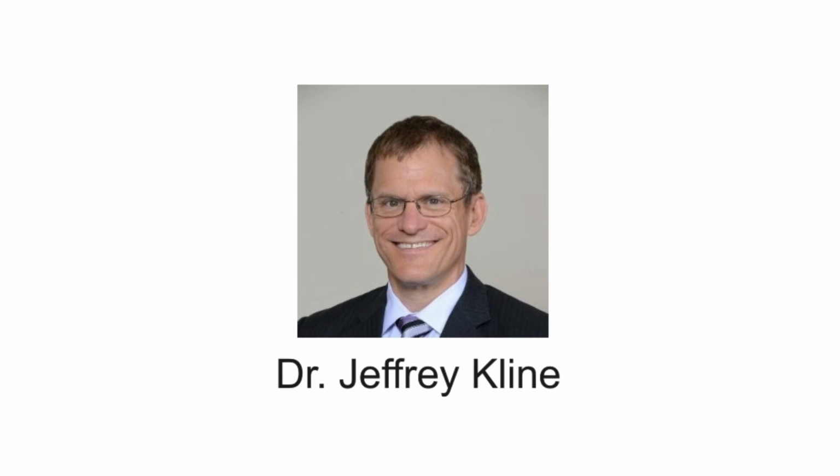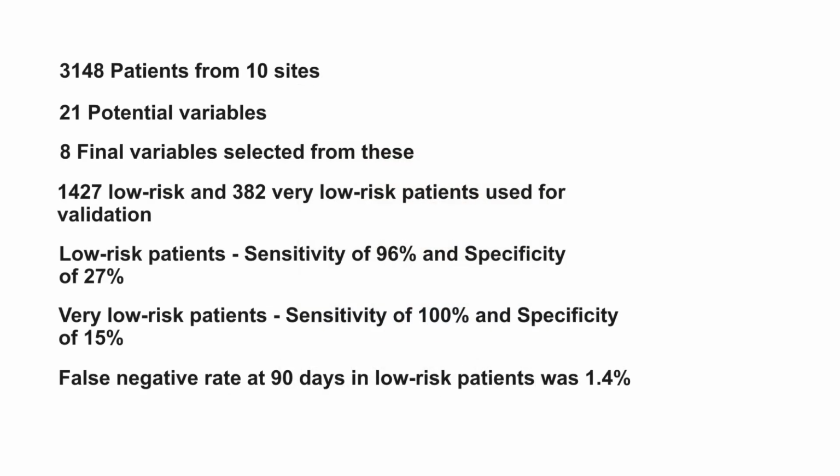If you didn't already know, the PERC Rule was created by Dr. Jeff Klein, who is the premier all-around guru of all things pulmonary embolism. So what Dr. Jeff Klein did was took 3,148 patients from 10 different sites, and they identified 21 potential variables that might help us to identify patients with pulmonary embolism. Of those, they found 8 that would be best suited for a rule-out criteria.